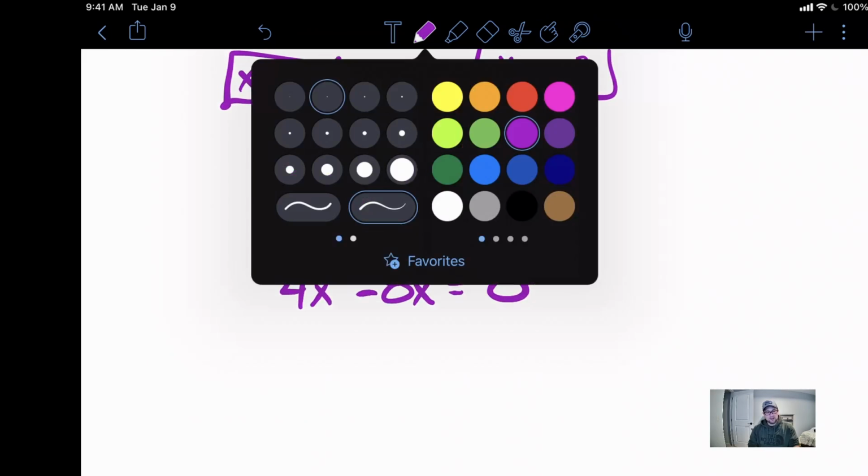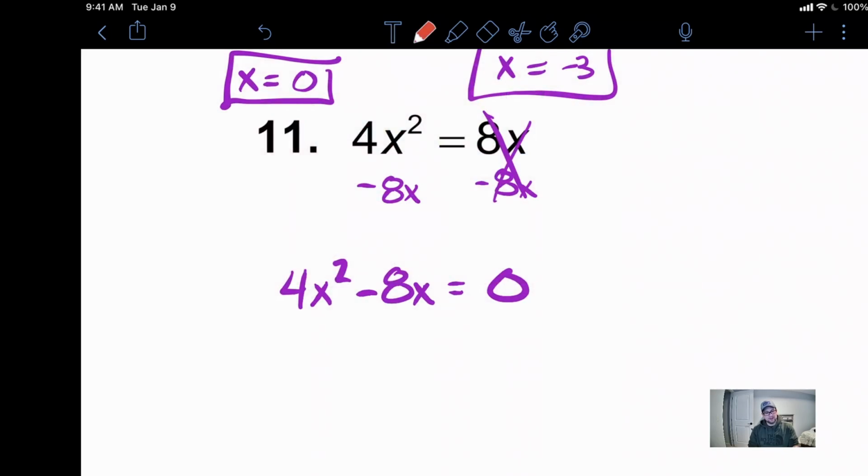At this point, you want to look for your greatest common factor. So what goes into 4 and 8? Well, 4 does, right? It's the biggest number. This one had 2 x's and this one had 1 x.